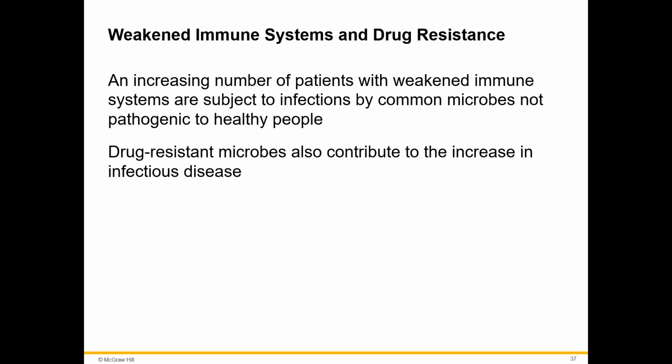An increasing number of patients with weakened immune systems are subject to infections by common microbes not pathogenic to people. Most of those microbes are fungi. So a lot of times when a human gets infected with a fungus, it's on accident. And fungi don't really do a good job at surviving inside of the human body. But if you have a weakened immune system, or if there's something else that your body is fighting, then those fungi have the ability to cause those types of infections. In that case, they're called opportunistic pathogens, and we'll talk more about those a little bit later.